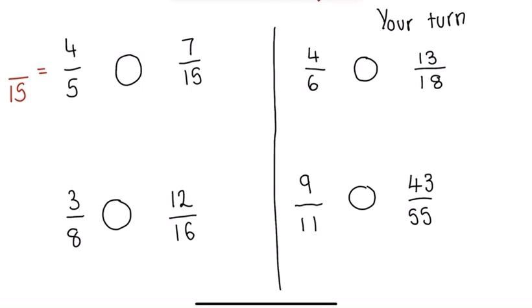to compare. So first, let's think what we did to the bottom. Well, 5 times 3 is 15. So that means I have to times the top by 3 as well, which gives me 12/15. Now I can easily see that 12/15 is bigger than 7/15.